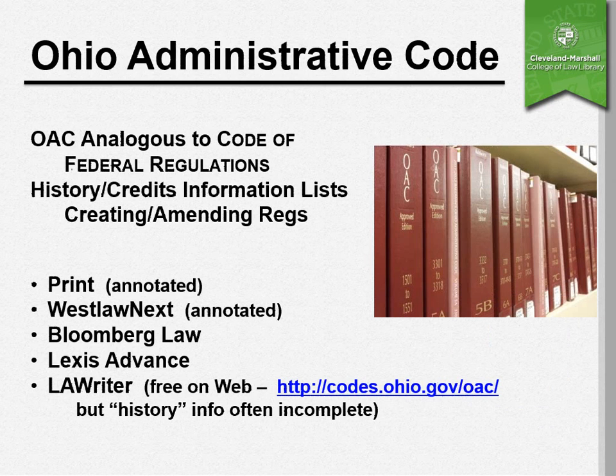Ohio regulations are published in the Ohio Administrative Code, which is analogous to the Code of Federal Regulations. Like legislative code sections, each OAC section has history or credits information that lists the specific regulations which created and amended that OAC section. The OAC is available in print in the Law Library and on the major legal research systems. The print and Westlaw Next versions are annotated with case notes. The OAC is also freely available on the web via LawWriter and the state of Ohio.